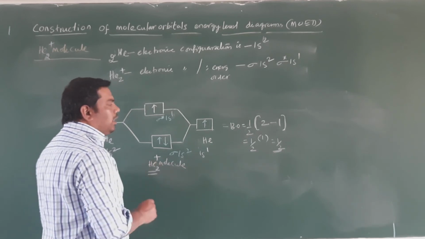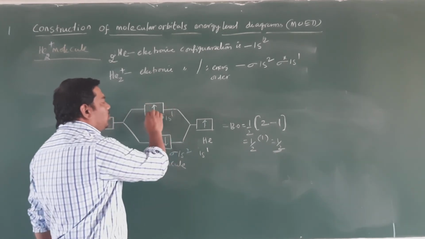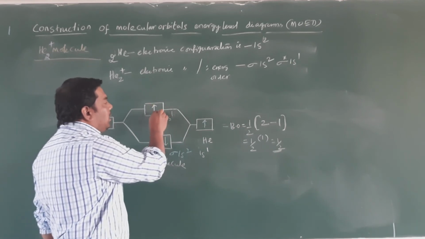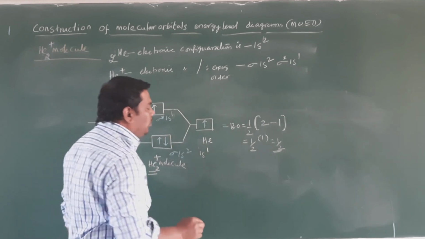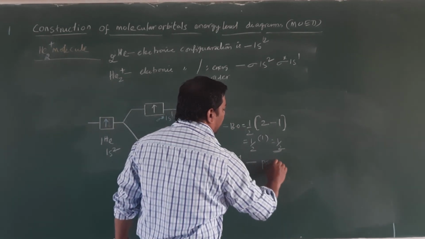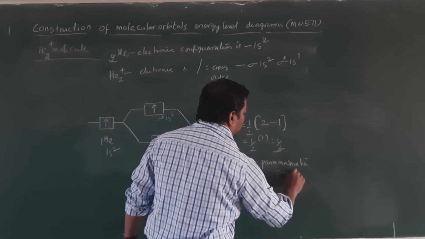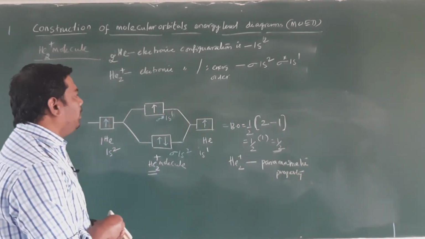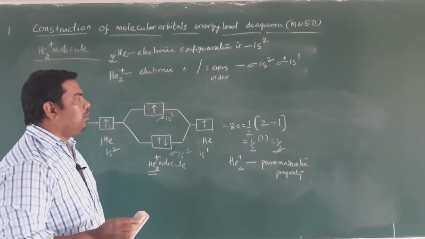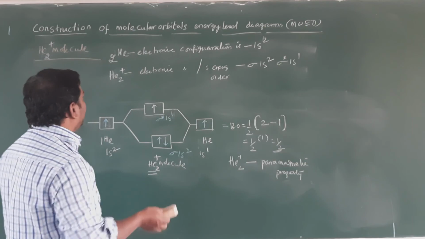Clear? So what is the magnetic property, student? Don't look at the lowest energy level; please focus on the outer orbital. This outer orbital has 1 unpaired electron. Therefore, since unpaired electrons are there, this He2 plus molecule exhibits paramagnetic property. So this is the construction of simple homonuclear diatomic molecules, and it is also easy to calculate bond order and magnetic property. Okay, clear, student?